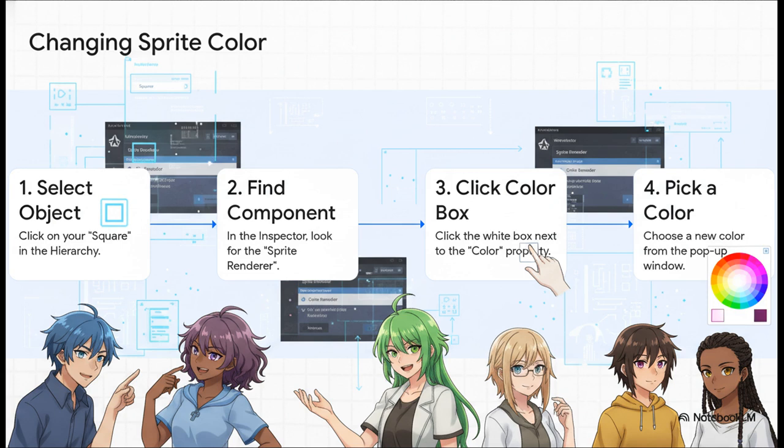Inside that component, find the property called Color. Go ahead and click on that white box next to it. A color picker will pop up. Now just pick any color you want and watch your square change instantly in the scene view. Pretty cool, right?